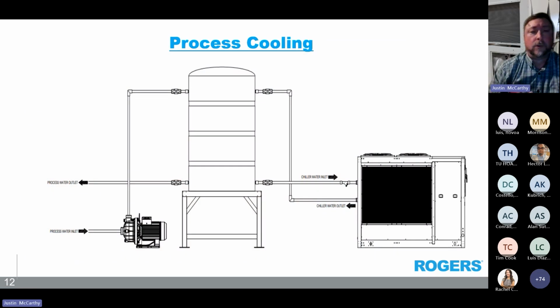And we have process cooling. A standard you'll see on the industrial side is an open tank of coolant, whether it be water or glycol, hooked up to a chiller, which is basically just keeping that temperature cold in the tank while the process pump distributes it all around the building, to all the loads on the shop floor.